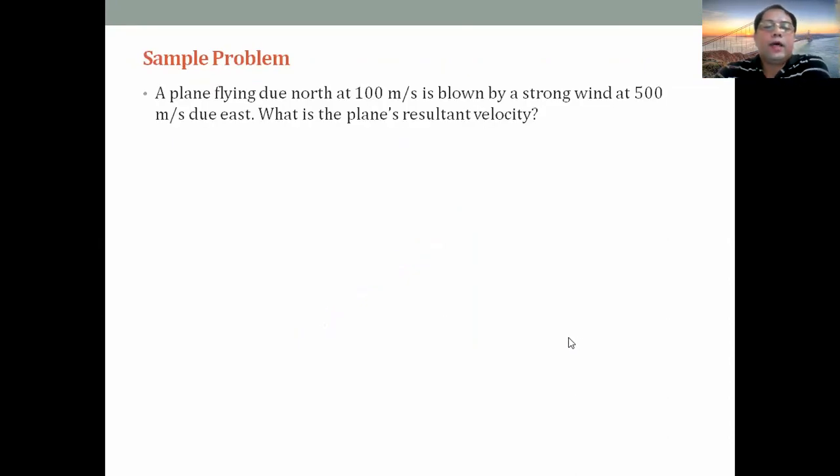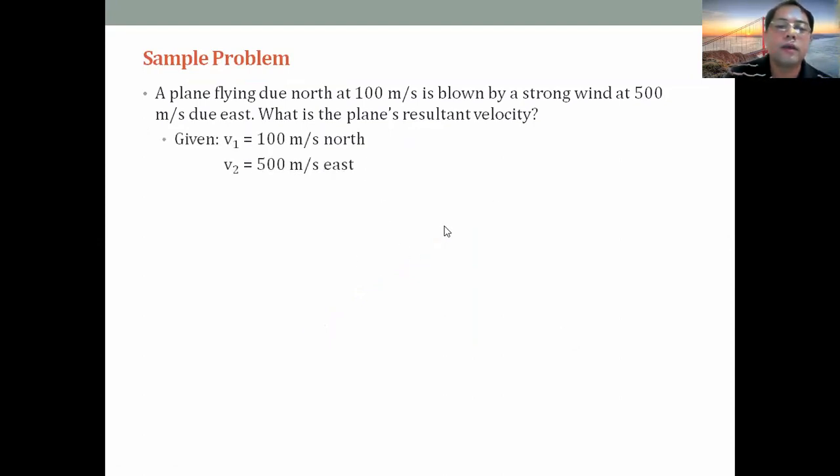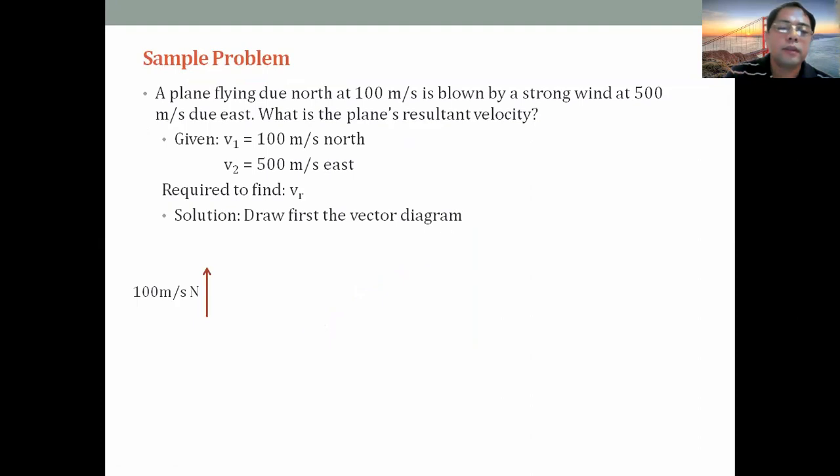Okay, now a plane flying due north at 100 meters per second is blown by a strong wind of 500 meters per second due east. So the plane is flying north, while there's a wind that blows in another direction at 500 meters per second, which is stronger. Since it is 500, we draw it 5 times as long as the 100. So this is east, and the 100 goes north. Where is the resultant here? Our resultant will close this side.